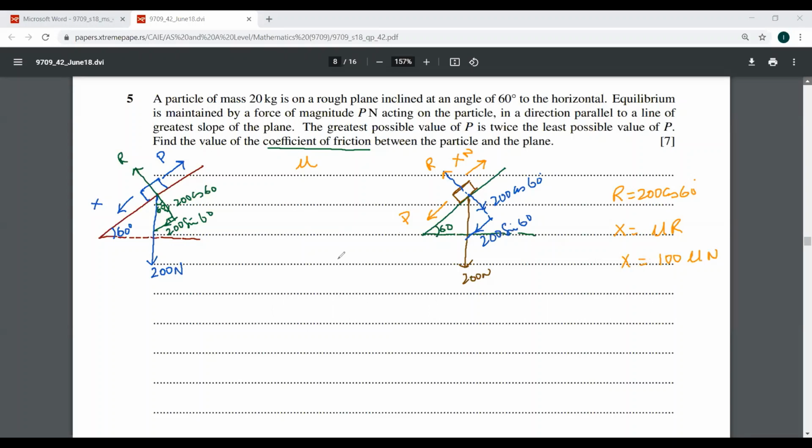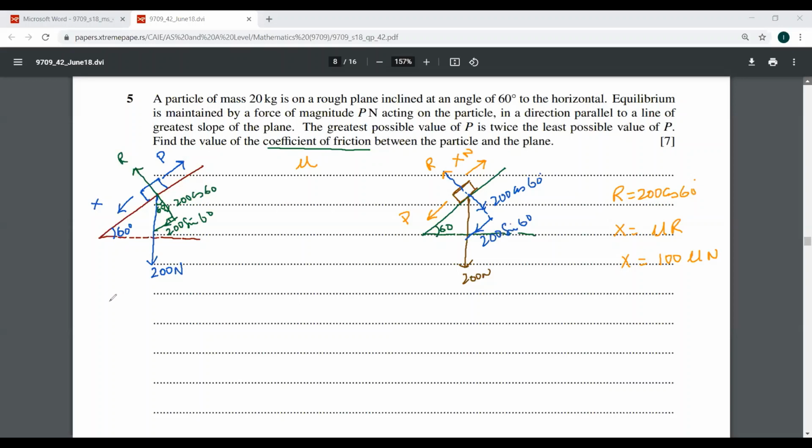Guys, in which case do you think that this force P is greater, when it is acting upwards or when it is acting downwards? Upwards, okay? So the greatest possible value of P is twice the least possible value of P.